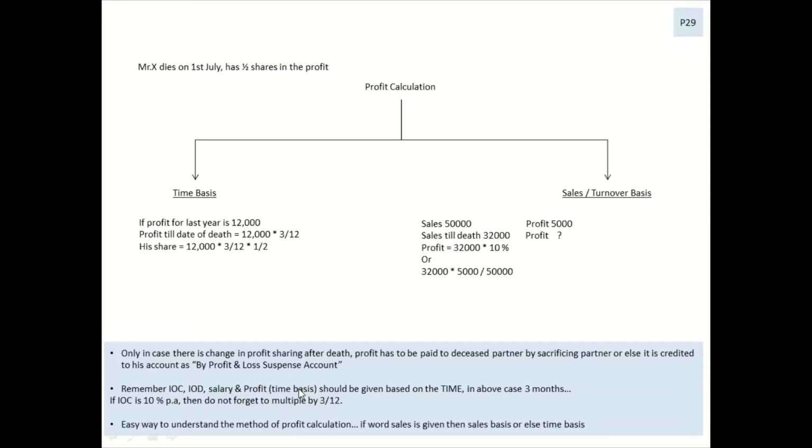The reason is because the chapter is easy, we practice less, we take this chapter for granted, because you can understand this chapter in no seconds. But how do you get full marks? You have to be extremely careful. The last line is an easy way to understand the method of profit calculation. If the word sale is given, it becomes sale basis, or else it is time basis.